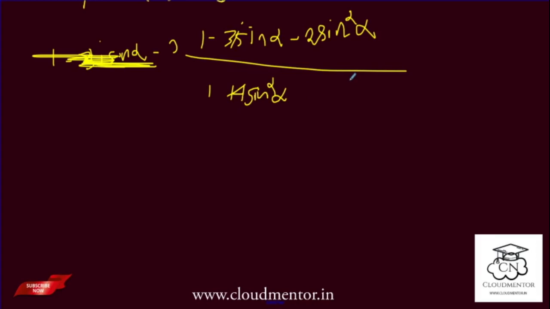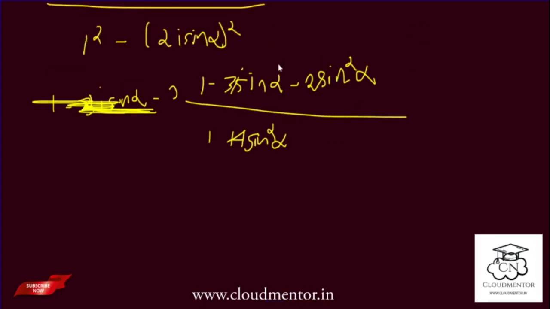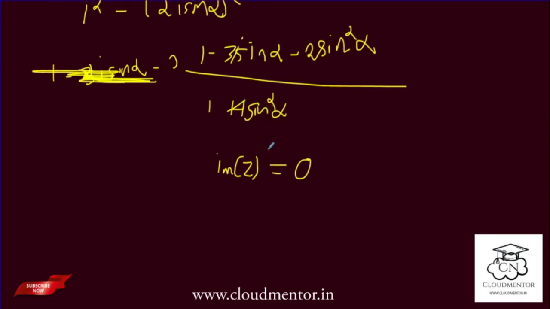And we said that the value must be real. So that means the imaginary part must be 0. That is, the imaginary part of z must be 0. So the imaginary part will be of this one, that is, minus 3 sine alpha by 1 plus 4 sine square alpha. I can write that.